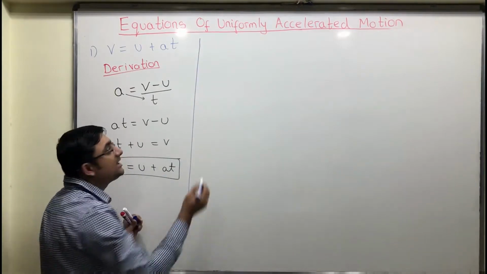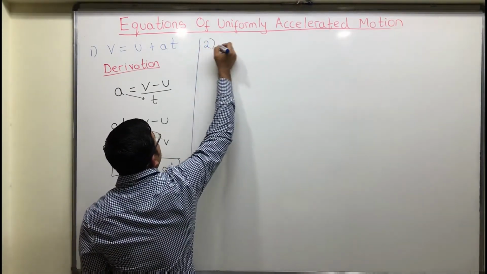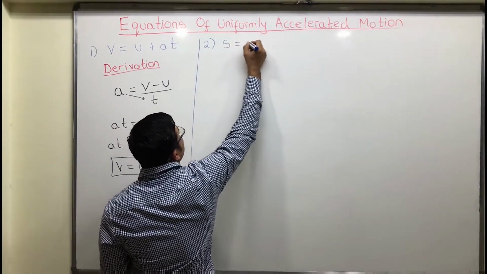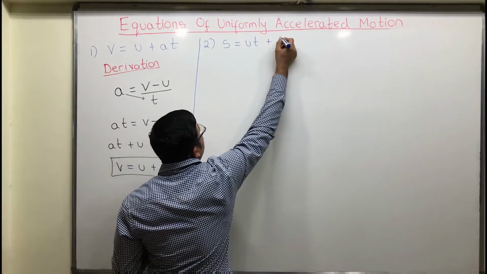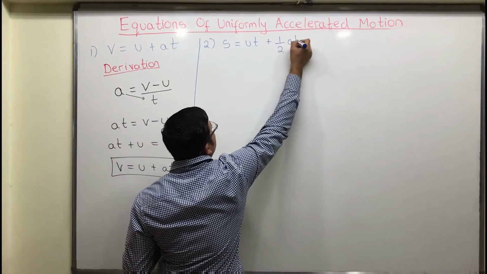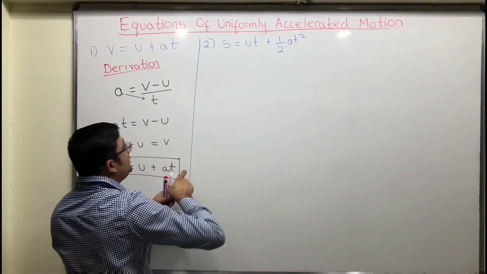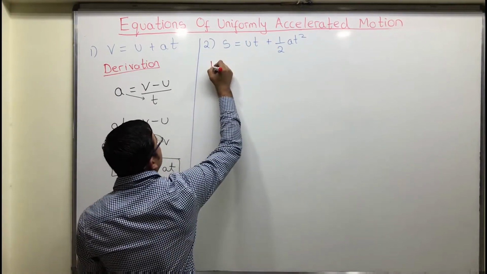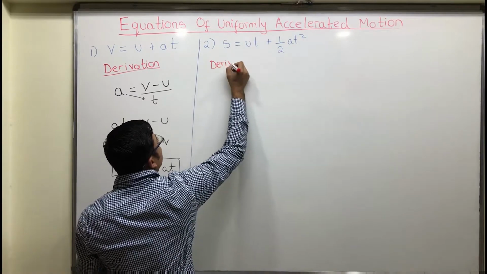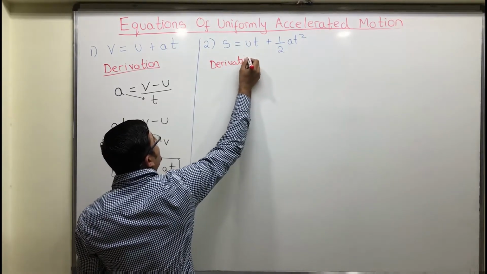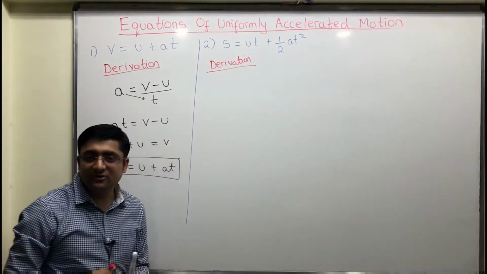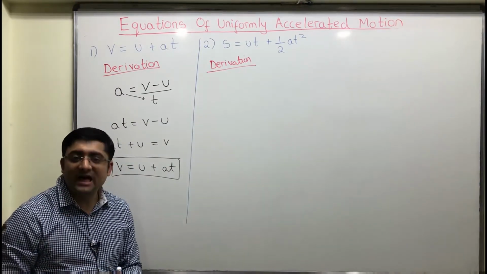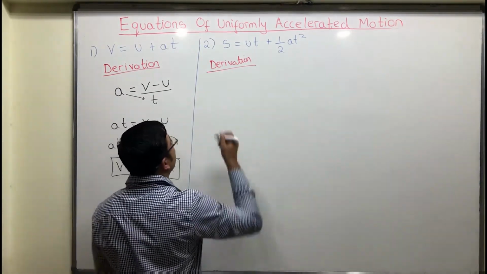Now let's derive the second equation. Recall, what is the second equation? S is equal to ut plus half at square. So let me show you the derivation for this. So to derive the second equation of motion, we use the concept of average velocity. So I'll first write down the formula.